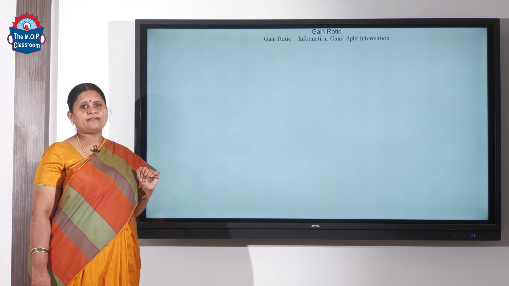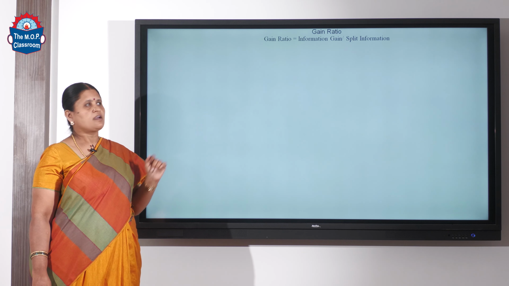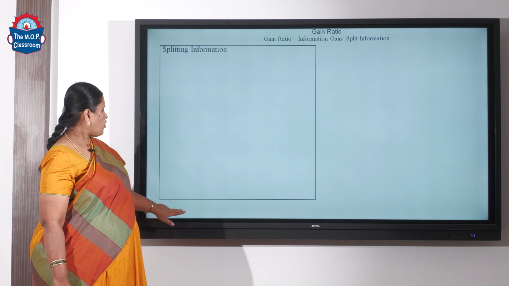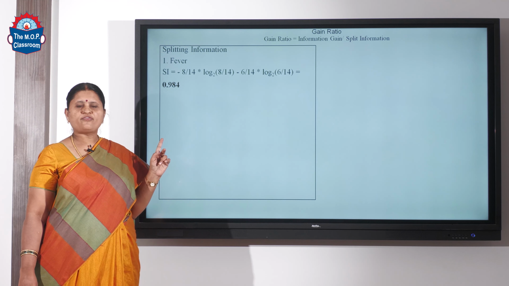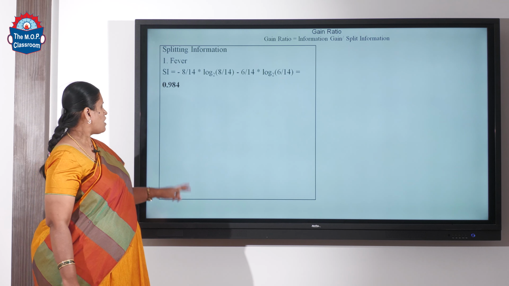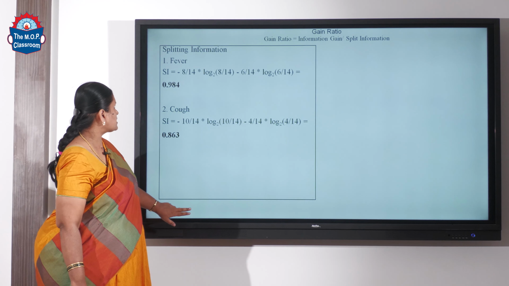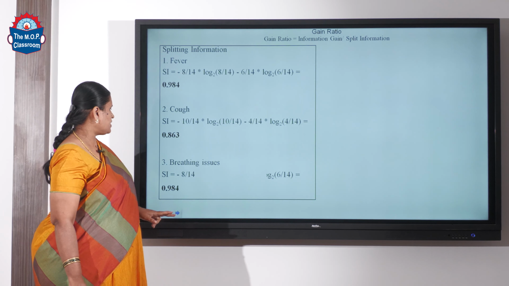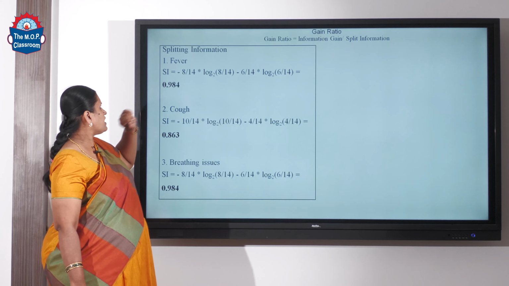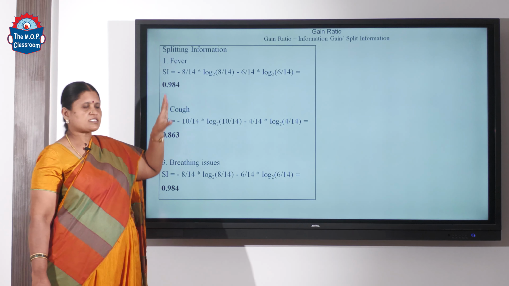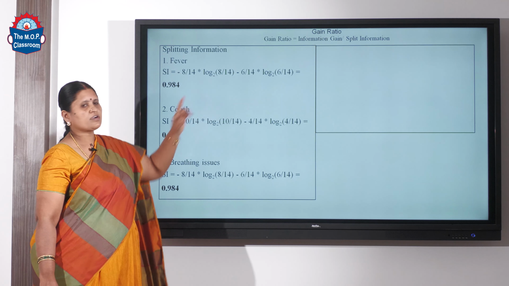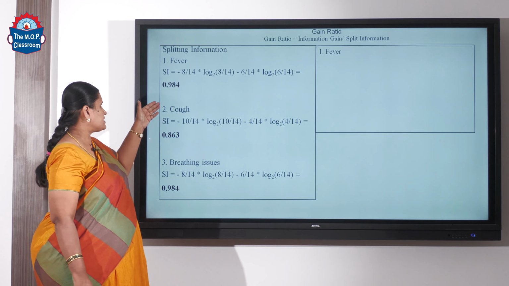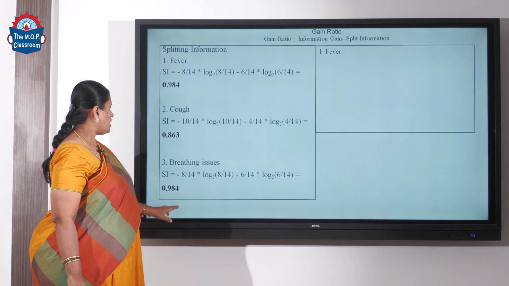Next, I'm moving on to gain ratio. The formula for gain ratio is information gain divided by split information. Now we know the values given for the information gain of various attributes. Now we are going to do the splitting information for all the attributes. First one is fever, second one is cough, and the third one is breathing issues. So for the splitting information, out of 14 records, 8 are positive, and out of 14 records, 6 are negative. So we are going to find this out. So we have 0.984. The same way you're going to calculate for cough and then breathing issues.